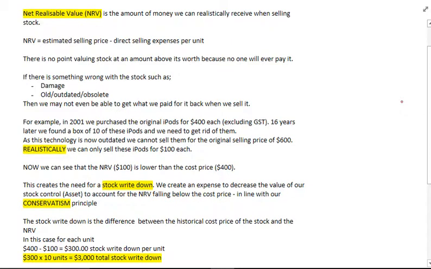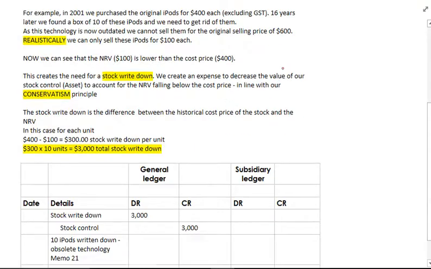So there's no point valuing stock at an amount above its worth because no one will ever pay that for it. That's why, in line with our conservatism principle, we need to record the stock at its realistic value. This could be because the stock is damaged, it's old or outdated or obsolete. There's some reason that we're not going to get what we paid for it. Or it could be out of season. When we talked about the ski jackets in class, and it got to the start of summer, they were going to have trouble selling it.